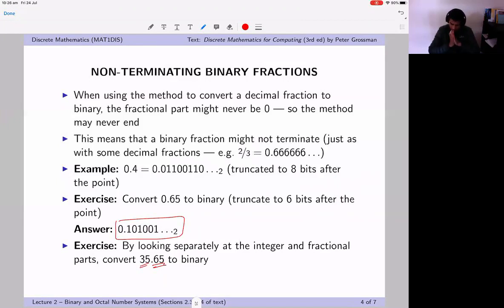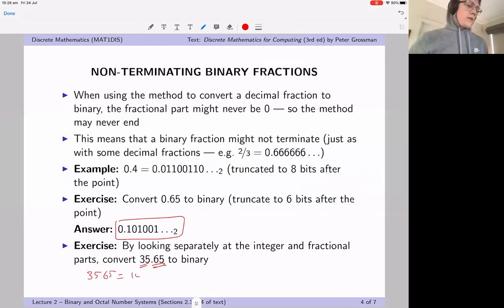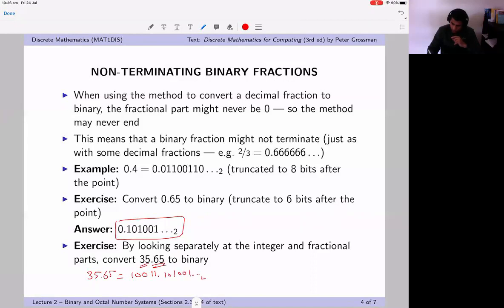Okay, so anyone having an answer yet? I've got one. Yes, Jack, what is it? I had 10011.101001 to the base 2. I had an extra 0 in the start of it. Okay, there's a 0 missing. Where? I'll just put my book up to it.